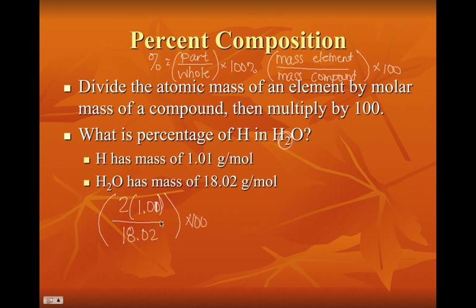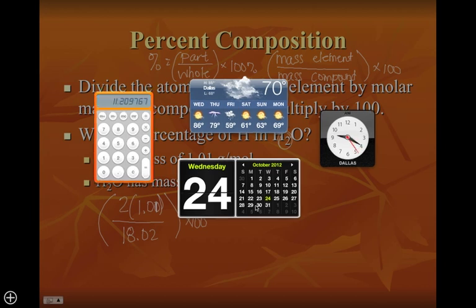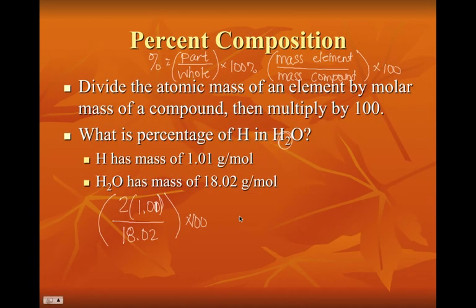And so that works out to, I think it's like 11%. Hang on, let's pull up the calculator, shall we? So I know that 2 times 1.01 is 2.02, divided by 18.02 equals. And then multiply that by 100, or you can just simply move the decimal, and you get 11.2. And so that equals 11.2% hydrogen.